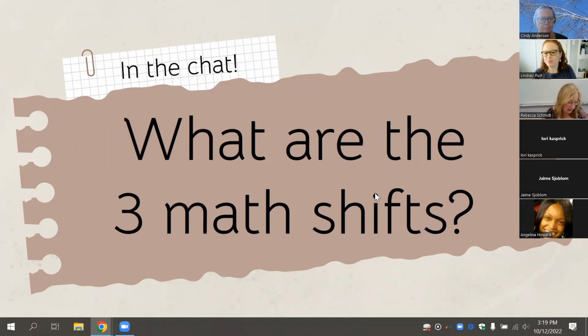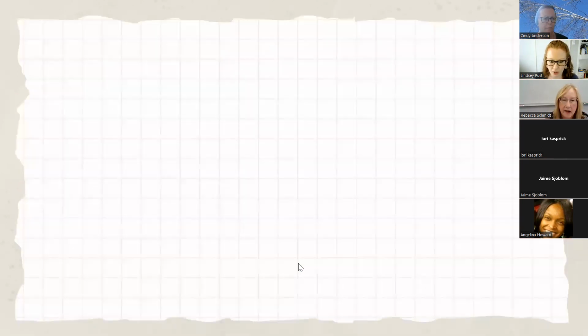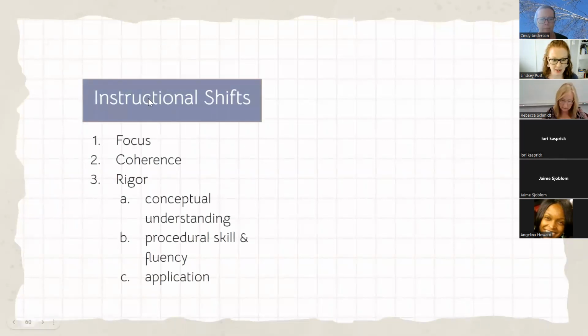Focus. Yep. Rigor. The last one starts with a C. Coherence. So we have focus, rigor, and coherence. And so if we look at the instructional shifts, here they are, what you put in the chat.